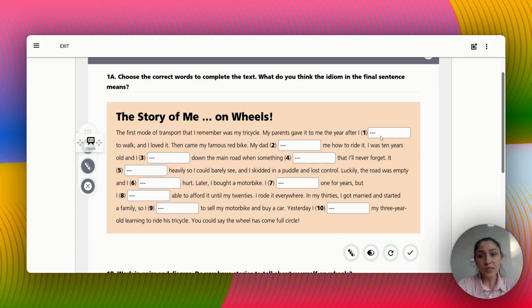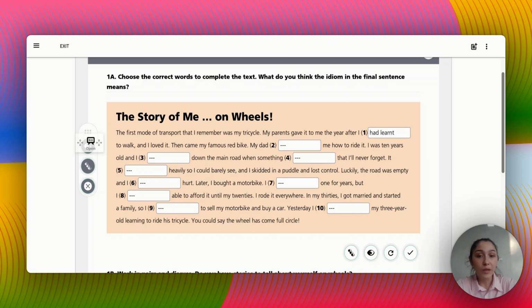Okay, one more time. The first mode of transport that I remember was my tricycle. My parents gave it to me the year after I was learning or had learned to walk. A year after, had learned to walk is the correct option here. So the next is had learned to walk and I loved it.